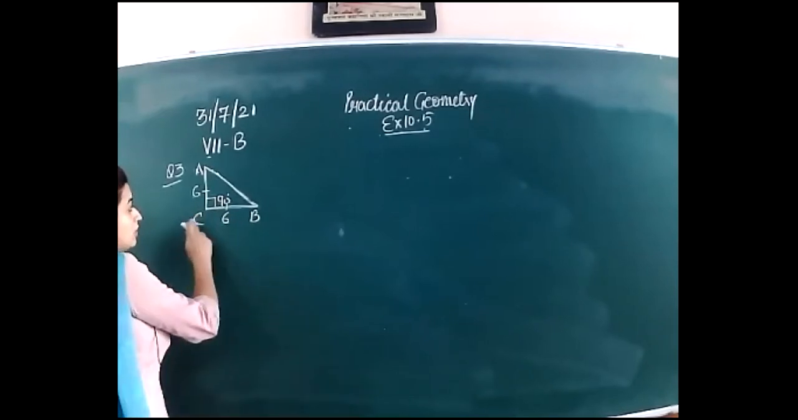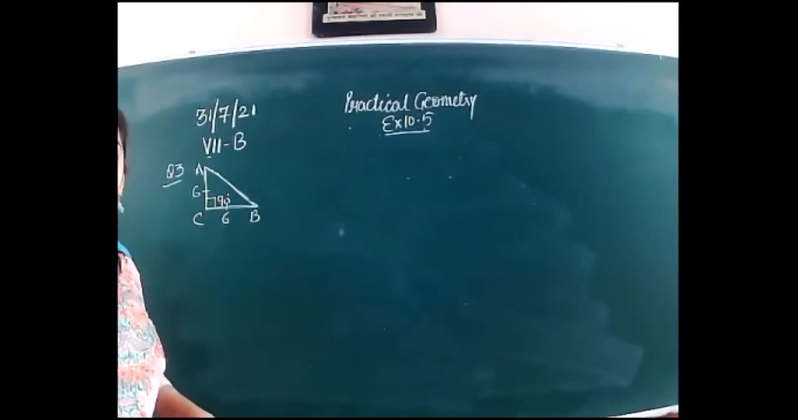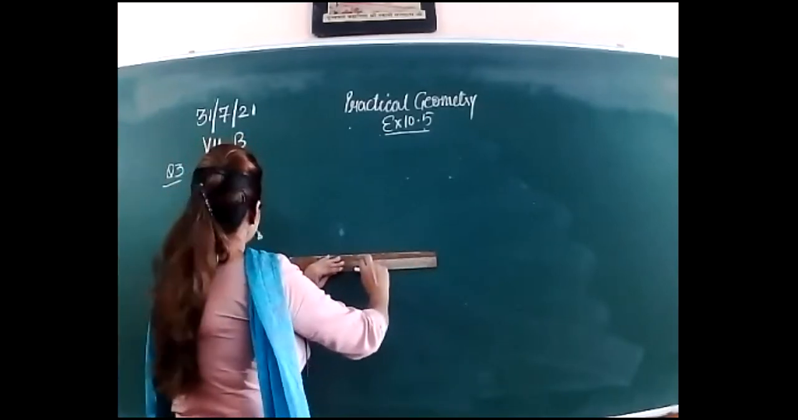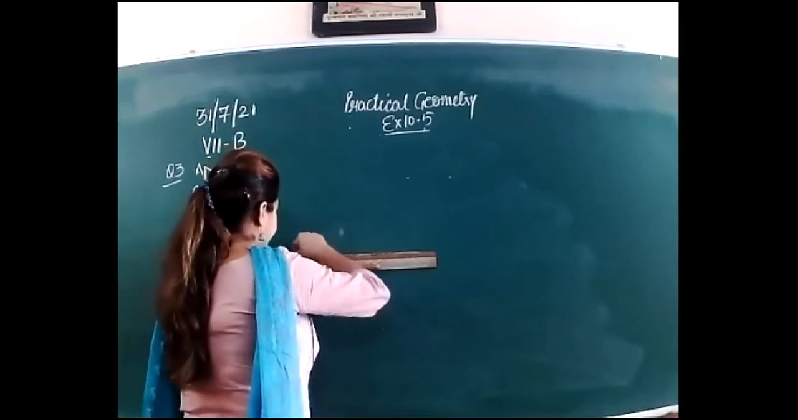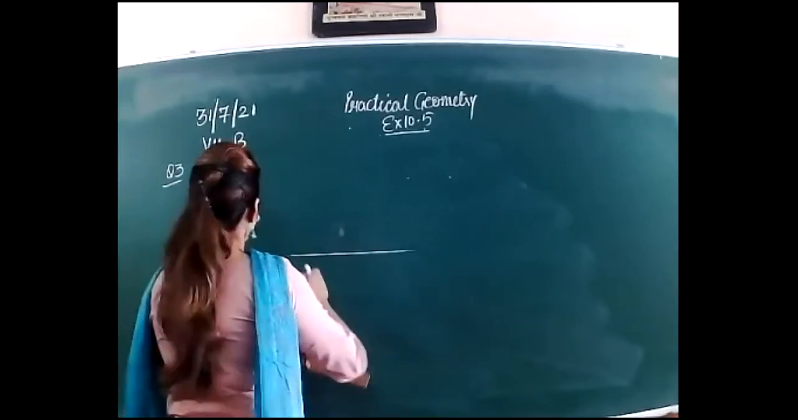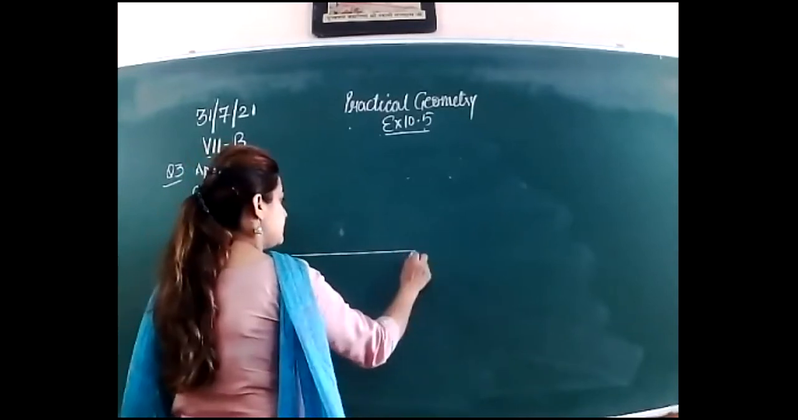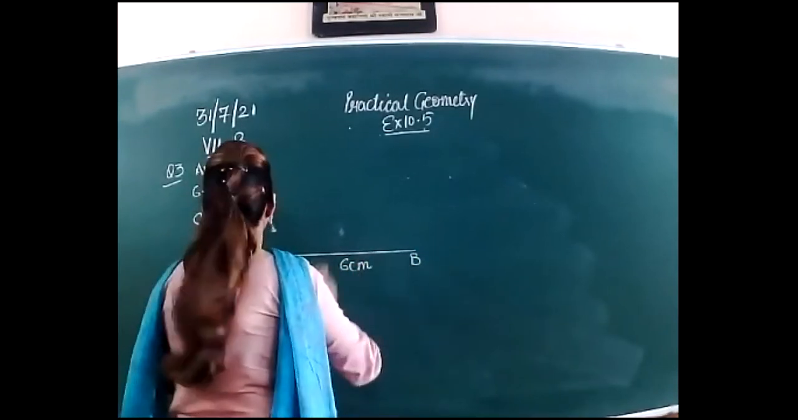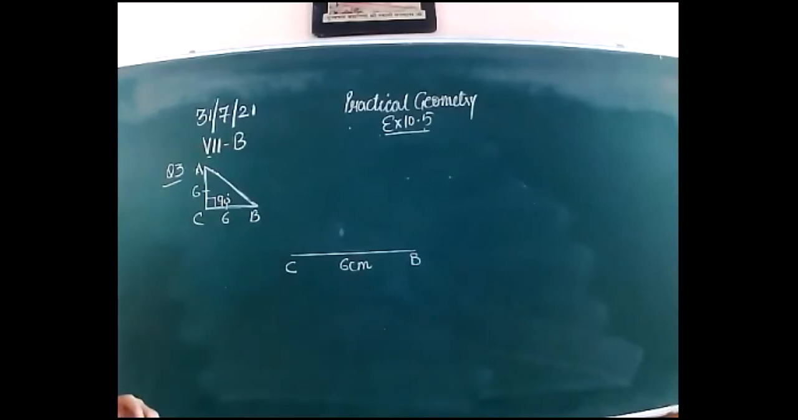Got it? Now start with the base, then make 90 degree. Start with the base, 6 centimeter. Base is CB, that is 6 centimeter. Angle C is 90 degree.